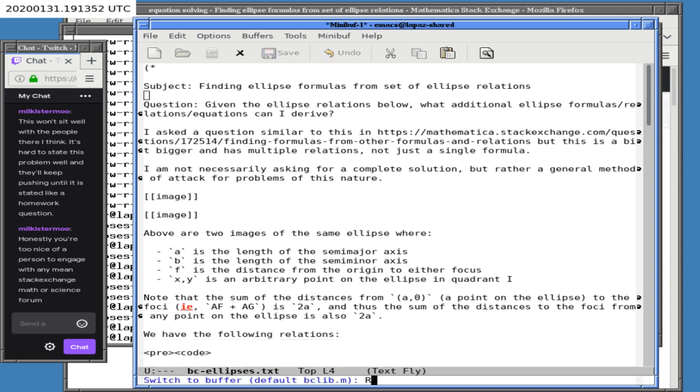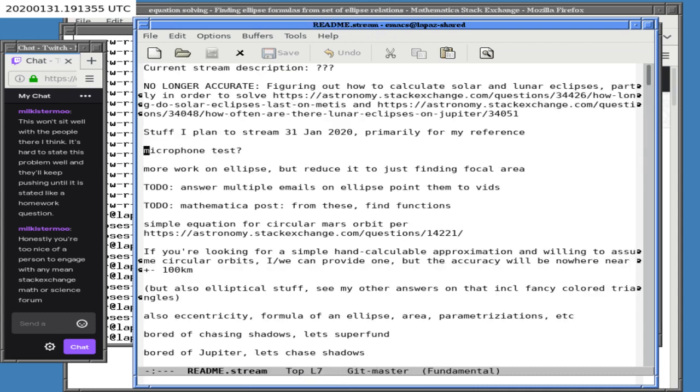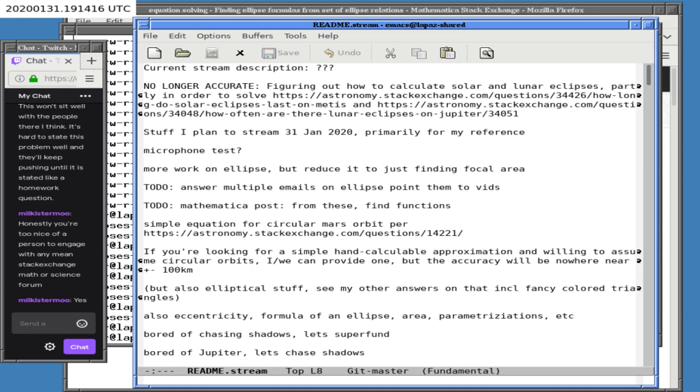We now need to go back to README stream, which controls my every move. Milk Istramu, would you be willing to help me with a microphone test? Because I got a new microphone, but I think it's bad. However, if you're willing to help me test it, it would be great. If you're not willing to help me test it, that is okay. Thank you very much. Okay, let me find the microphone. Making lots of extra noise. Now, the last time I tried this, I accidentally got a static shock and turned my computer off. So if I disappear suddenly, I'll be back. But don't wait for me.